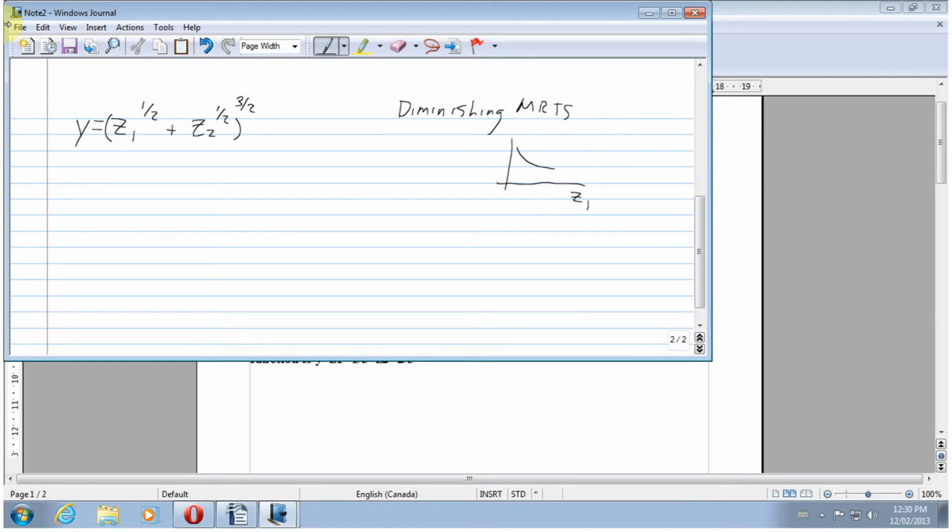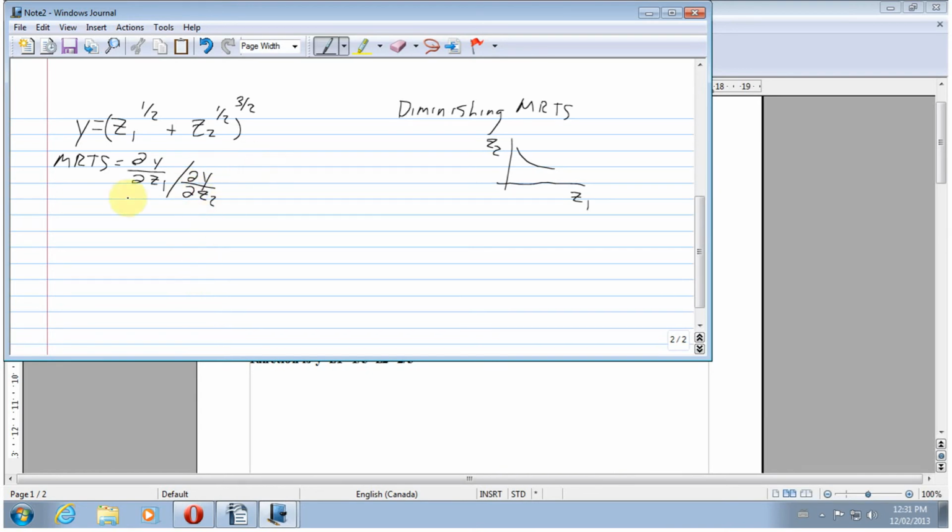Okay, so how are we going to do that? Well, let's start out by getting the slope of this line, which is the MRTS. Okay, so MRTS is partial y with respect to Z1 divided by partial y with respect to Z2.